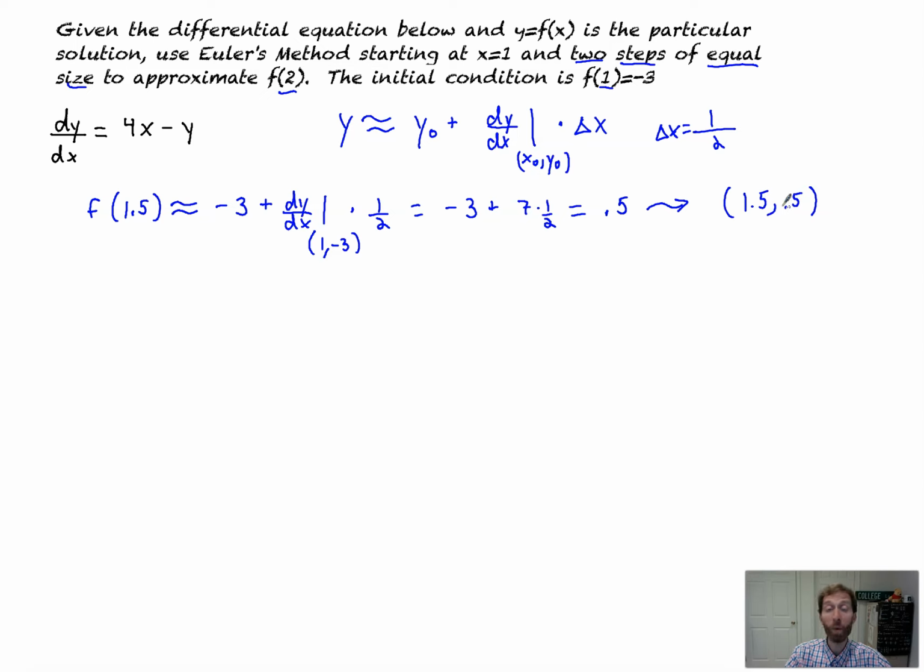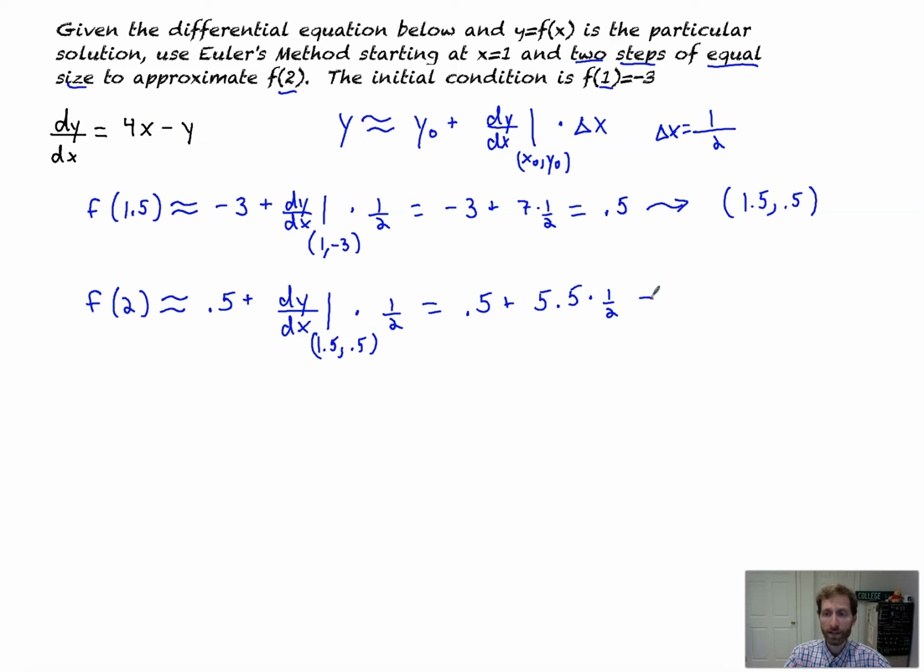So now we're assuming that that point is now on the solution curve. It's not, but we're assuming it is. We're going to go to f of 2. How do we get there? Well, we're going to write a tangent line basically starting at 0.5 plus, and we're going to take the derivative at this point, 1.5 comma 0.5. And we're going to multiply that again by delta x, which is 1/2 or 0.5. Okay, so from here, 0.5 is going to be added on to the derivative at this point. 4 times 1.5 is 6, minus 0.5 is 5.5. So we have 5.5 times 1/2. Okay, well that's going to be equal to 0.5 plus half of 5.5 is 2.75.